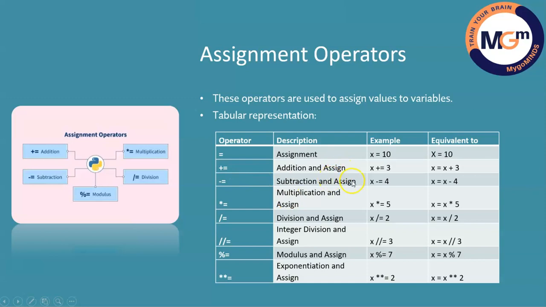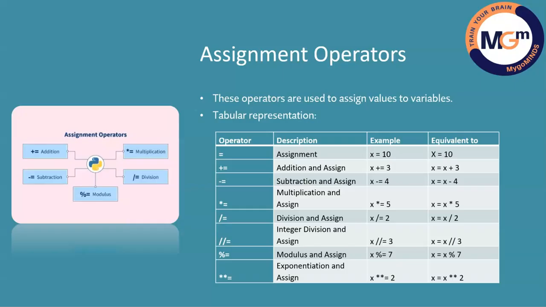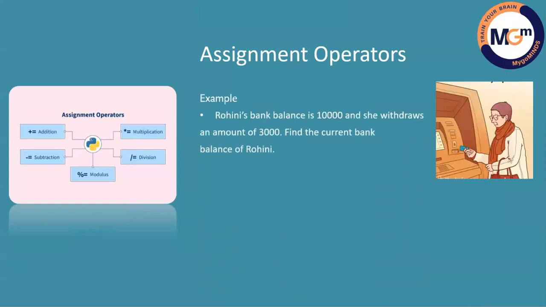Likewise, for subtraction and assignment, it will perform the operation and assign the result to that variable. So here x -= 4 means x = x - 4. Let me show an example. Suppose Rohini's bank balance is 10,000 and she withdraws an amount of 3,000. Find the current bank balance of Rohini.